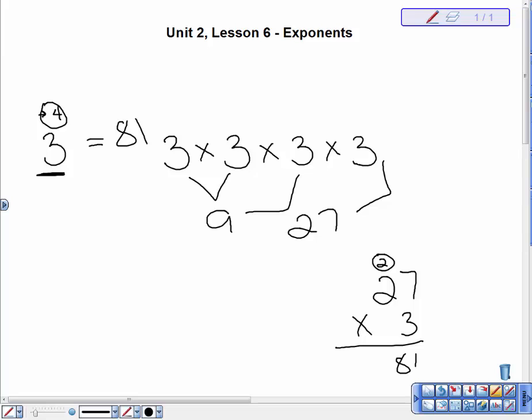Pretty simple lesson. Like I said, the key thing to remember is that an exponent tells you how many times you are multiplying the base number by itself.